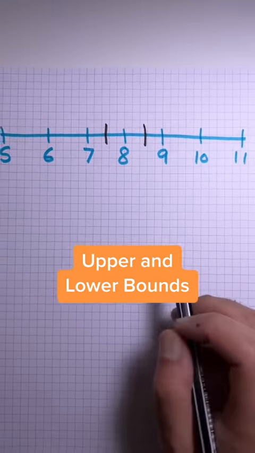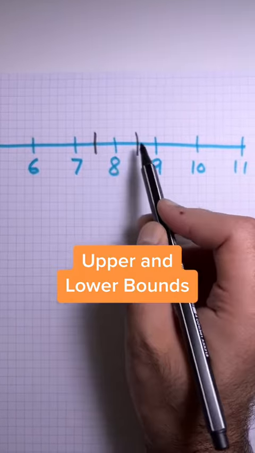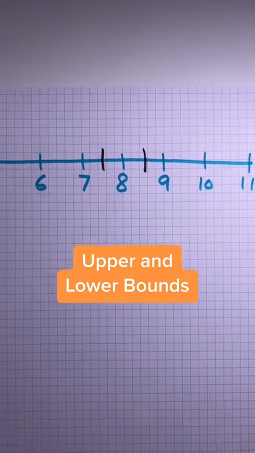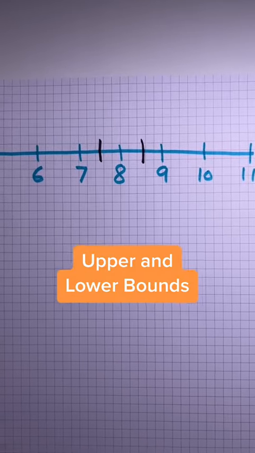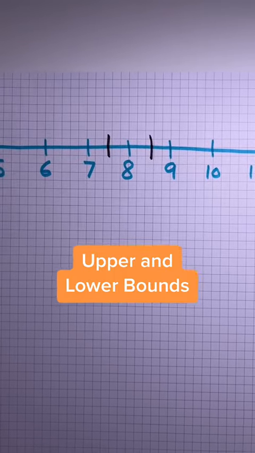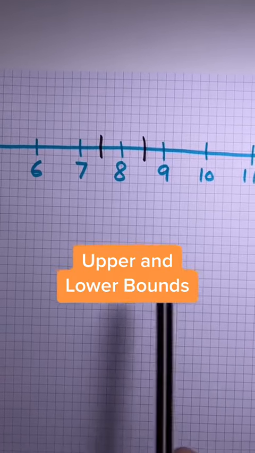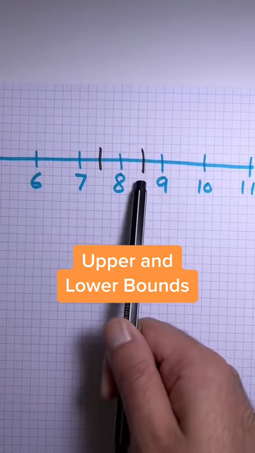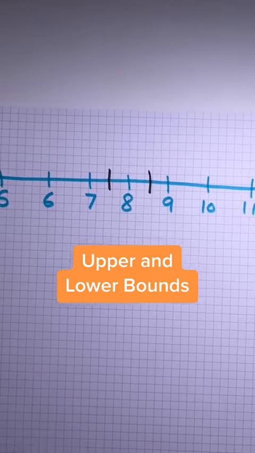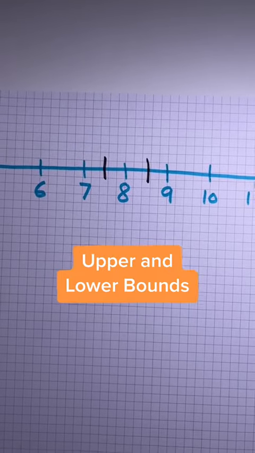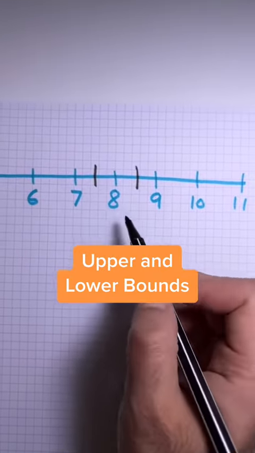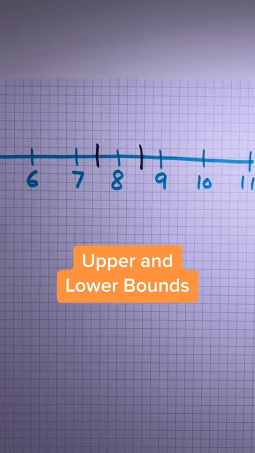So here's the interesting thing. Any number between these two black lines that I've drawn here will always round to the number 8 when you round to the nearest whole number. So if somebody tells you a number has already been rounded to the nearest whole number and the answer was 8, it could be any number between 7.5 and 8.5. It's got to be something in between these two lines here. 7.5 and 8.5 are the lower and upper bounds for an output of a whole number of 8.